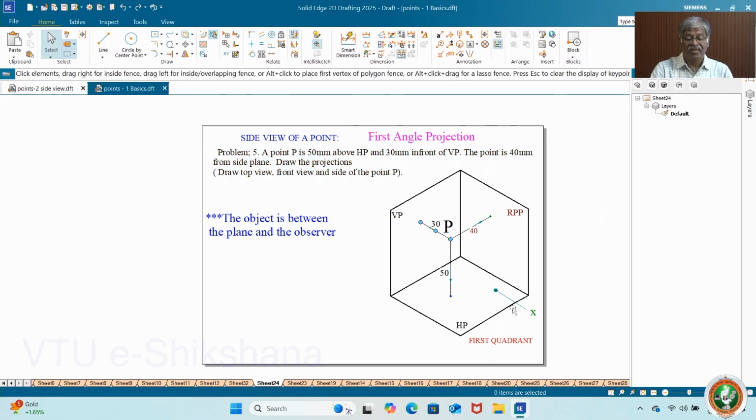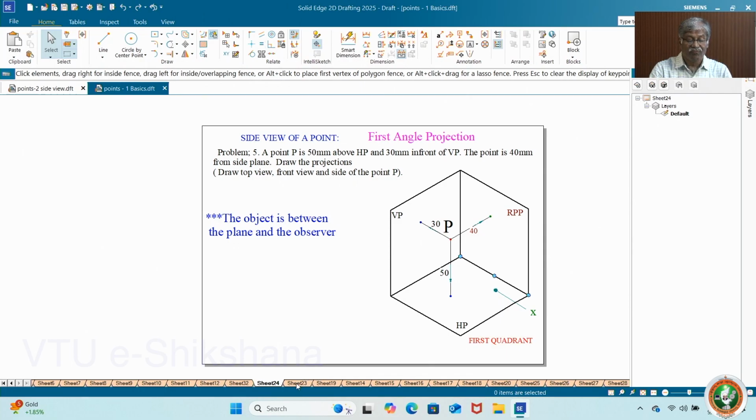Here is the first quadrant representation along with the side plane, particularly RPP. You always know that the object is in between the plane and the observer. Whenever you project a point, you will get it on the opposite reference plane. So, here is the point 50 mm above HP, 30 mm in front of VP, 40 mm from RPP. This point is referred to as the top view, this is the front view, and this is the side view, also referred to as the left view on RPP, the left profile view on the right profile plane.